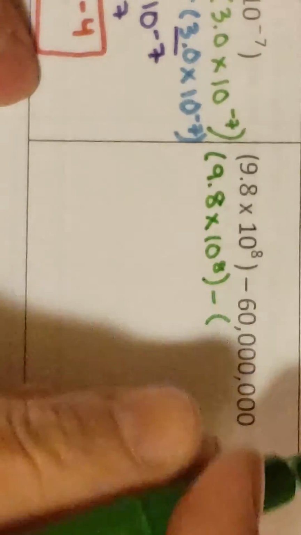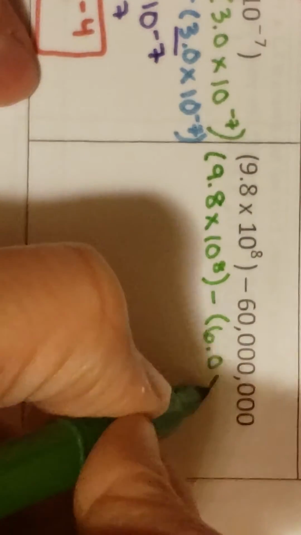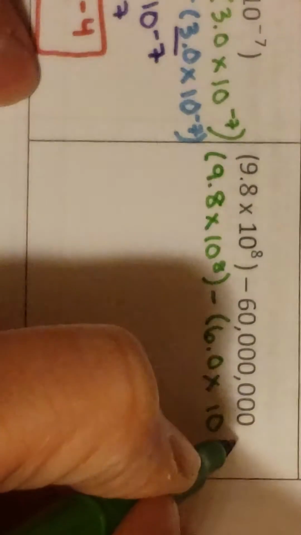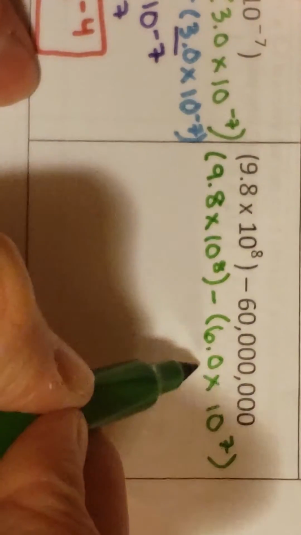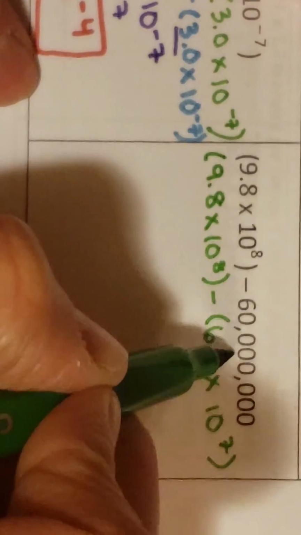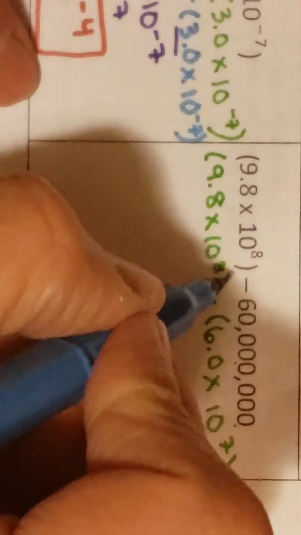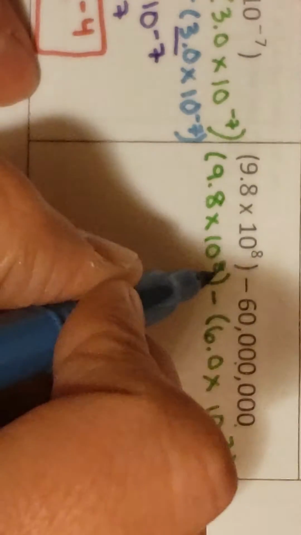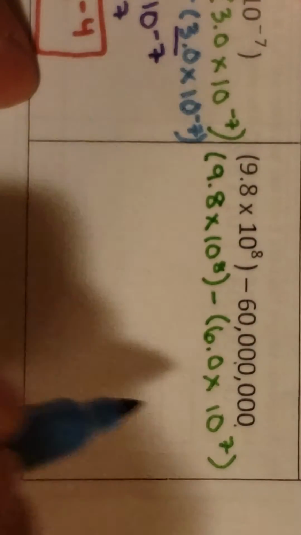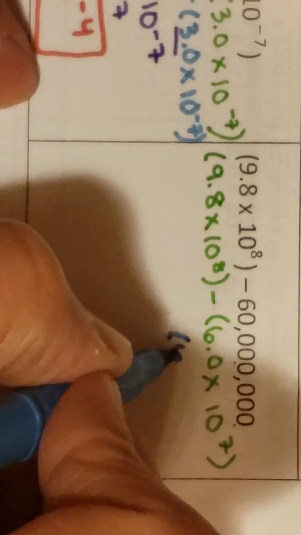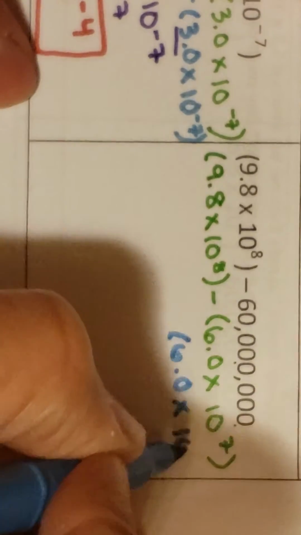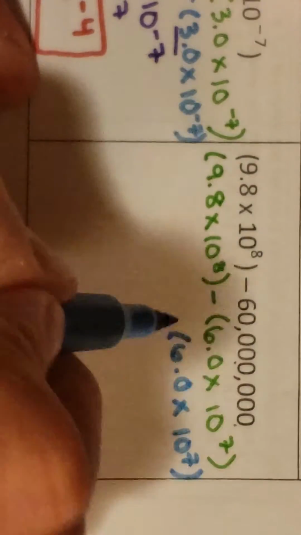This is not. It would be 6.0 times 10 to the 7th. That's right. The decimal goes between 6 and 0. 1, 2, 3, 4, 5, 6, 7. Now that it is all in scientific notation, now I have to adjust the exponents so that they're either both 8 or both 7. And so this time I want them both to be to the power of 7. No particular reason, just felt like it.